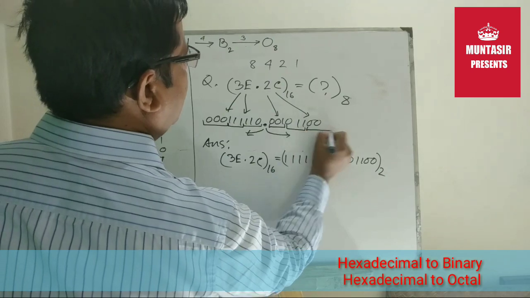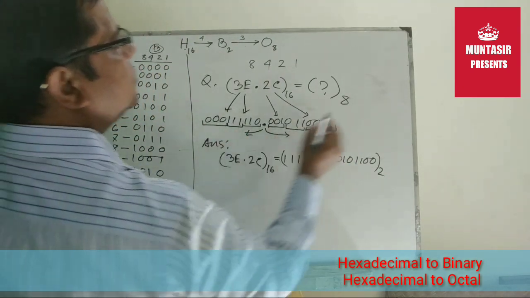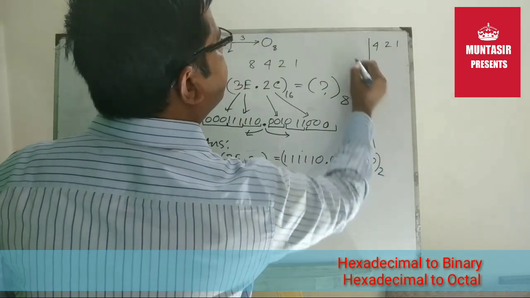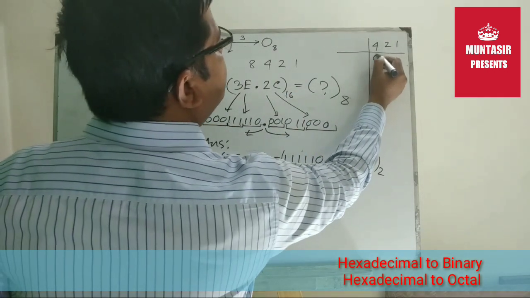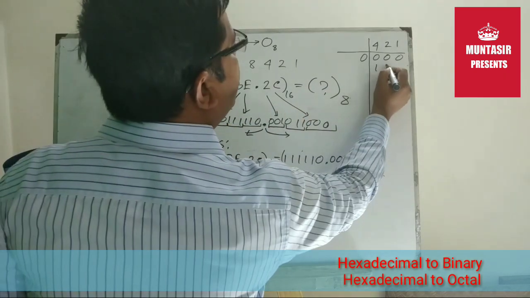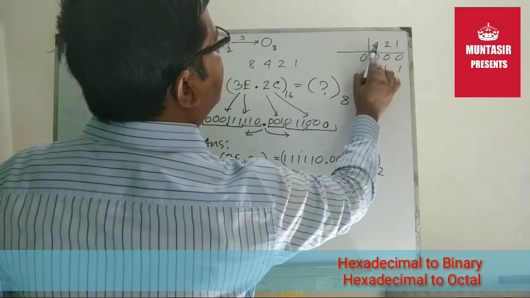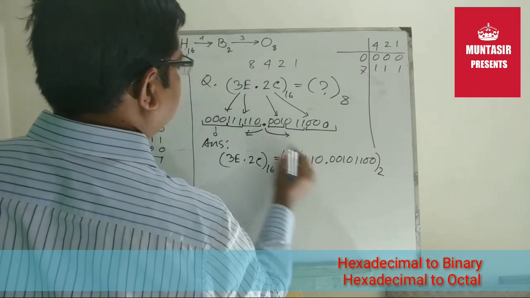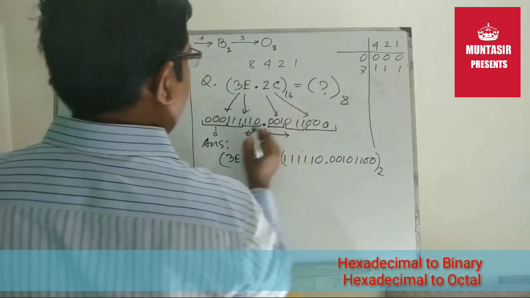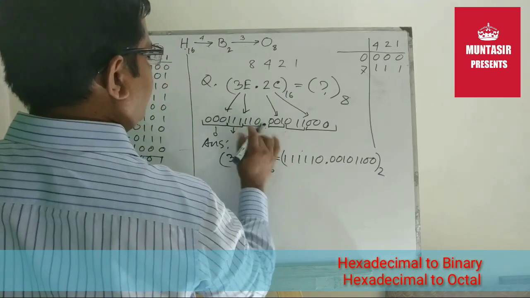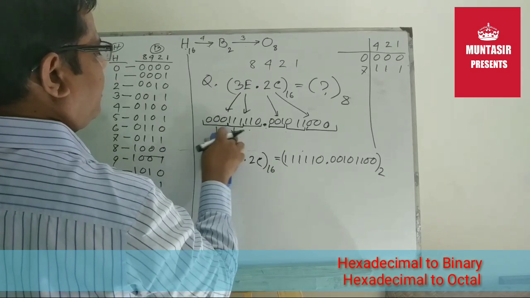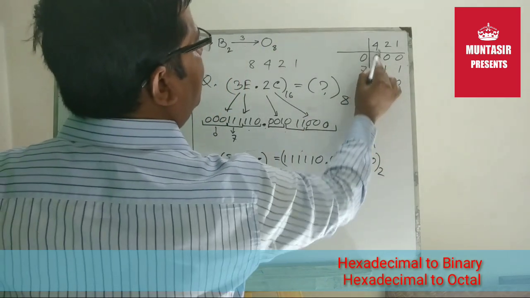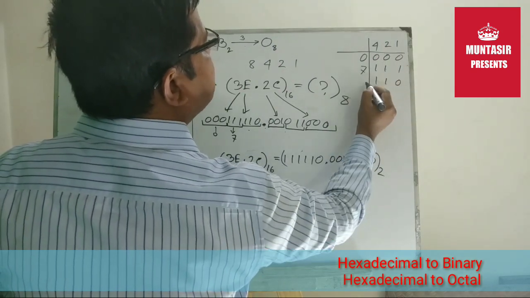For 3 bits, the weights are 1, 2, 4. The groups 000 is 0, 111 means 7, and 111 means 7. The group 110 means we need 4 and 2, which make 6, and the rest is 0.